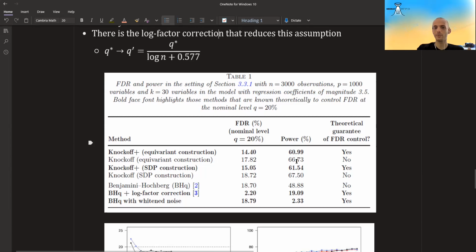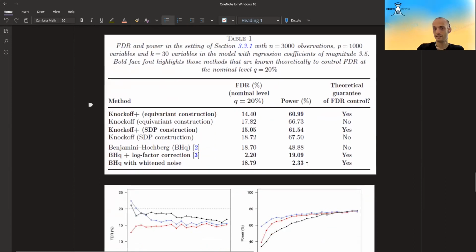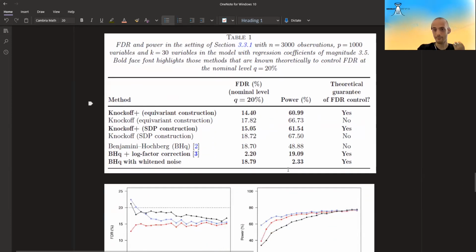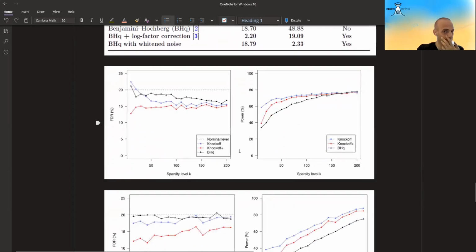So if we use the original knockoff, which doesn't control exactly the FDR but controls the modified FDR, you get almost 67.5% power, which is very strong. But even if you just use the knockoff plus, which is guaranteed to control the FDR, you still get 61.54% power, which is very, very good. It's much better than Benjamini-Hochberg. And here you can see different things that they measured.